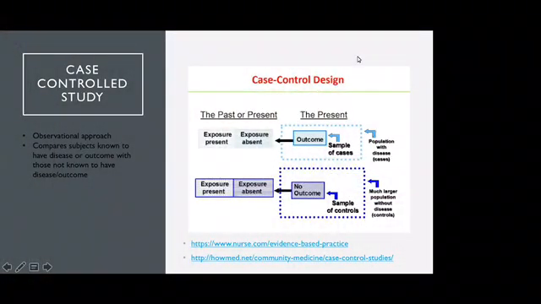Case-controlled studies have an observational approach that compares subjects known to have a disease or outcome with those who do not have the known disease or outcome. This can be prospective studies and retrospective studies. They have to deal with exposure being present and exposure being absent.